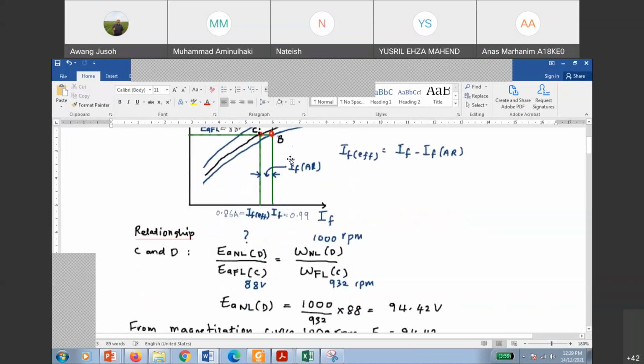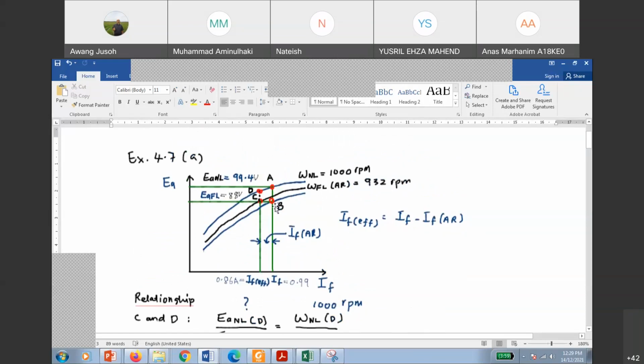Point B, you know point B? Point B is the point at full load, where the voltage we calculated just now is 88 volt, and this represents the line between A and IF, which represents the speed, which we calculated previously as 800 something, I think. It's not written here. And then point C, when we have armature reaction, when the IF drops by this amount, we don't know yet. We have to calculate this amount, delta IF.